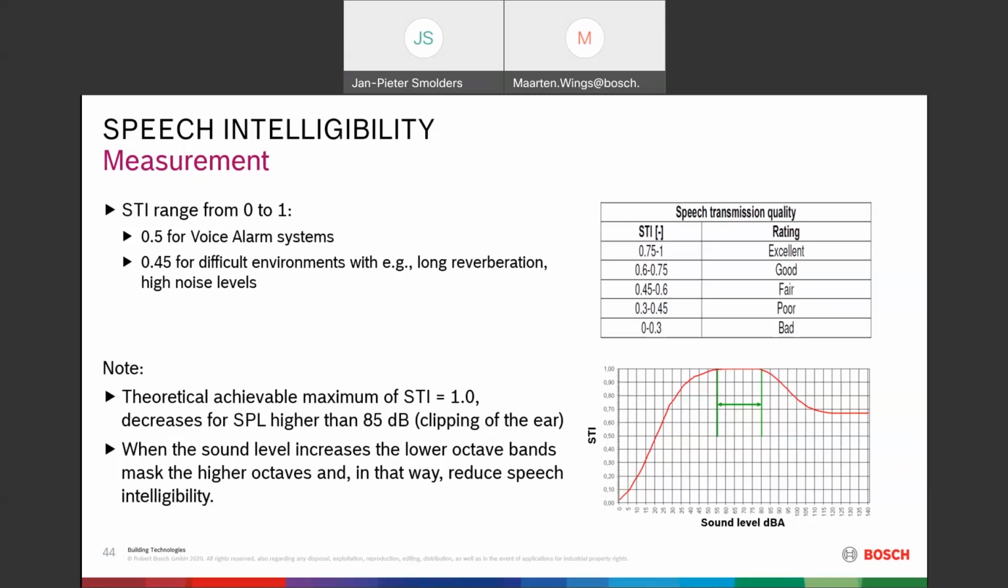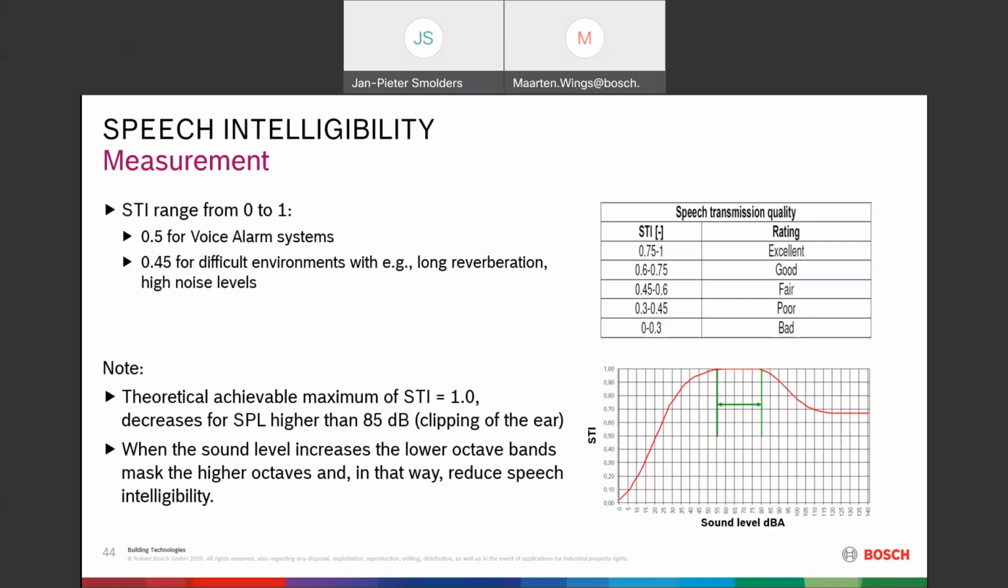Be aware that in theory the maximum achievable STI is 1.0, but you always have noise or reverberation in the room, so that's in theory the maximum you can reach. Also, at lower sound pressure levels the human ear cannot hear as well. You can see on the graph on the right side that the STI will decrease, as the ear cannot hear those low sound pressure levels.